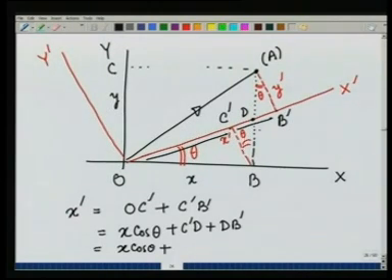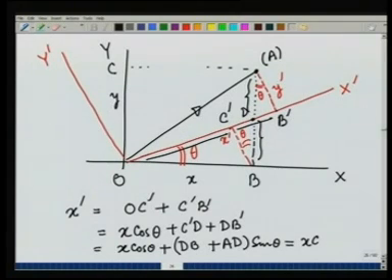C prime D is nothing but D B sine of theta. I am deliberately writing it like this, plus D B prime is nothing but A D sine of theta. Sine of theta I have taken out. Now, you see D B plus A D is nothing but y. So, I can write this as x cosine of theta plus y sine of theta.